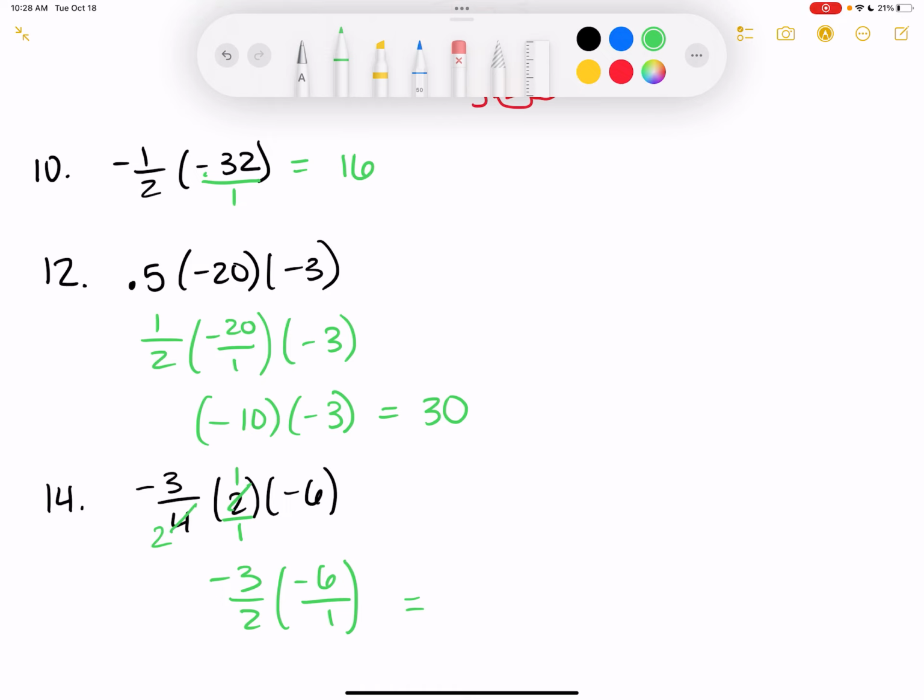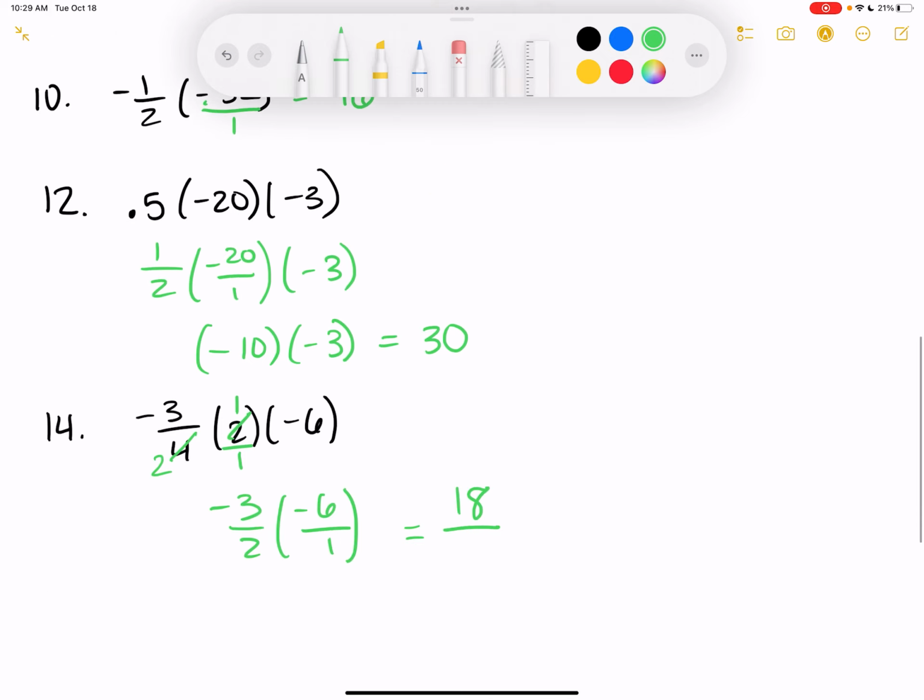So we can ignore this part. What is -3 times -6? 18. And it's positive because they're both negative, okay? Over 2 times 1 is 2. Now, these can be reduced down. What would that reduce to? 9 over 1. Yep.